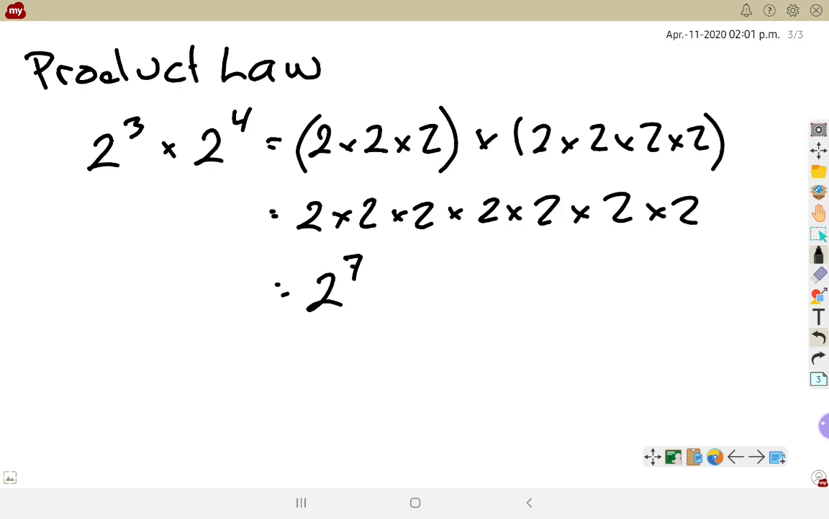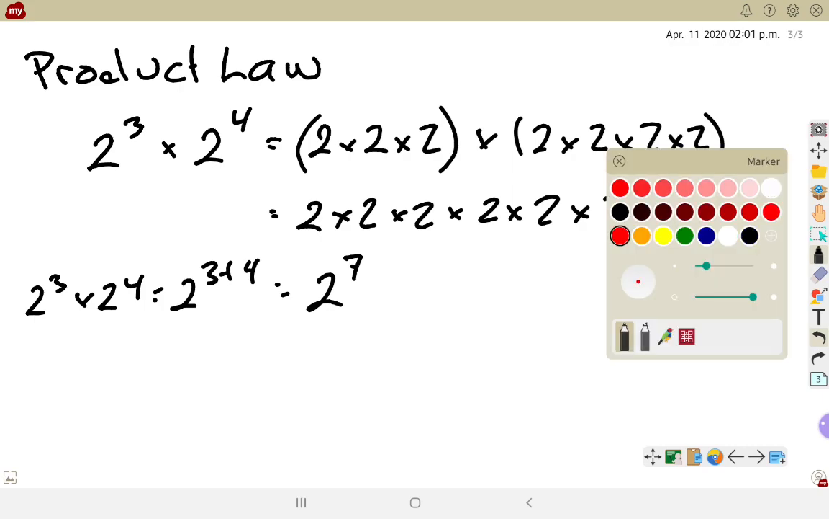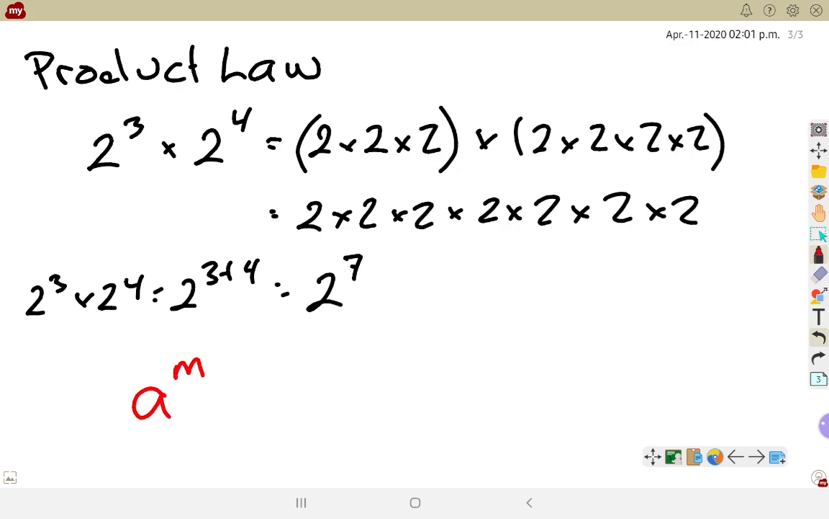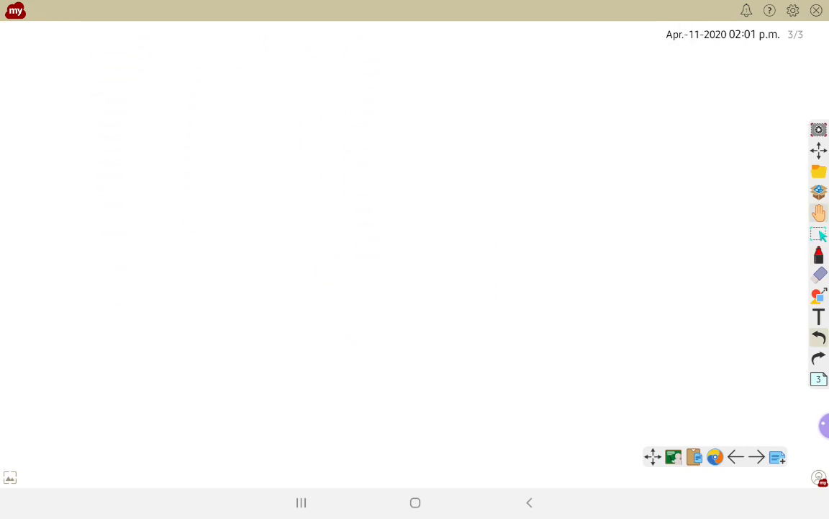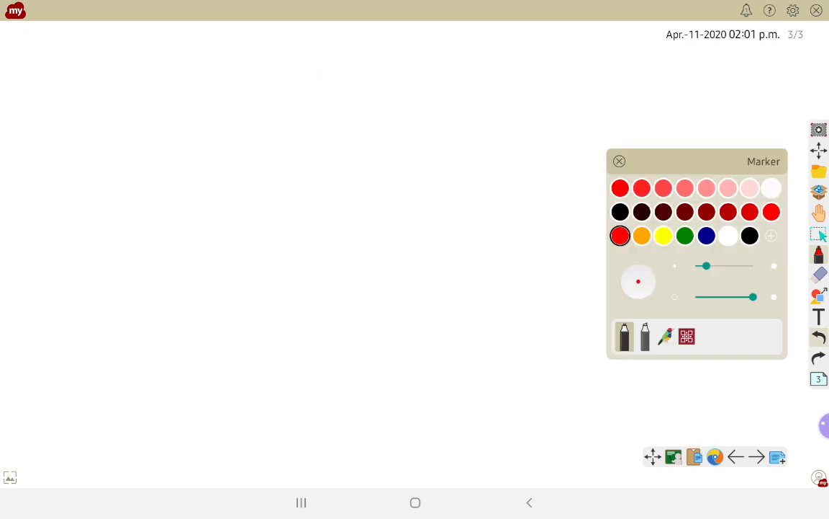And so what happened was we basically added our exponents together. We are allowed to add our exponents together if we are multiplying and the base is the same. So that's our first exponent law, the product law: a exponent m times a exponent n would be equal to a with an exponent of m plus n. Okay, so that would be the product law. Next one we have is called the quotient law, and the quotient law is similar.